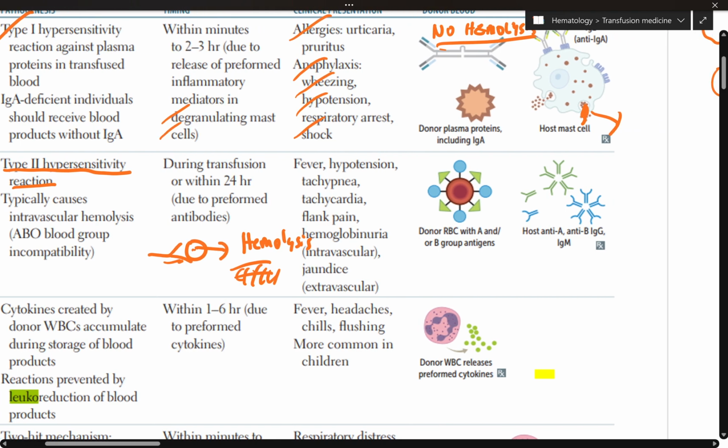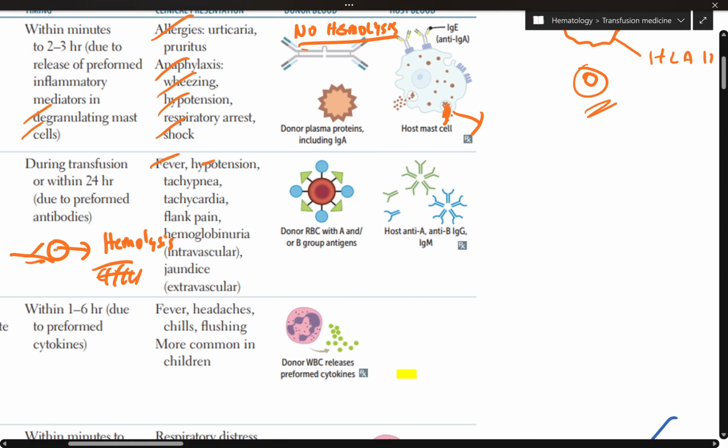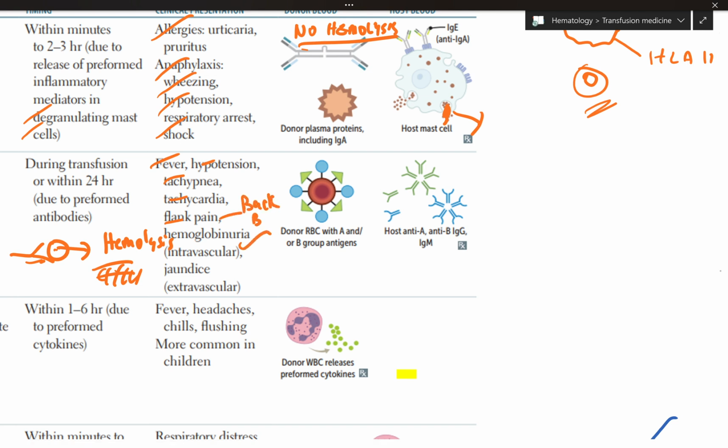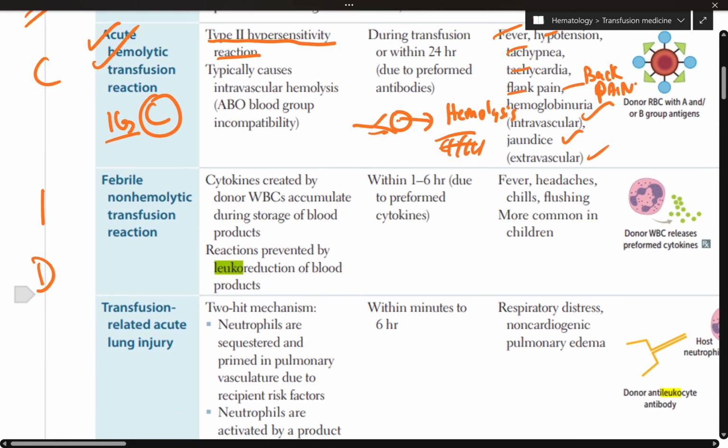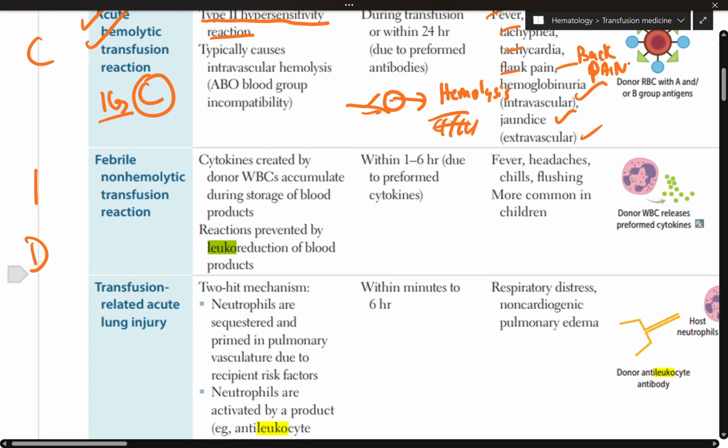Due to preformed antibodies, you will have fever, hypotension, tachypnea, tachycardia, flank pain, hemoglobinuria, back pain, classical back pain here, and then you can have jaundice, and so these are the anti-A and anti-IgG antibodies. So that's AC. Now you can have a febrile non-hemolytic transfusion reaction.